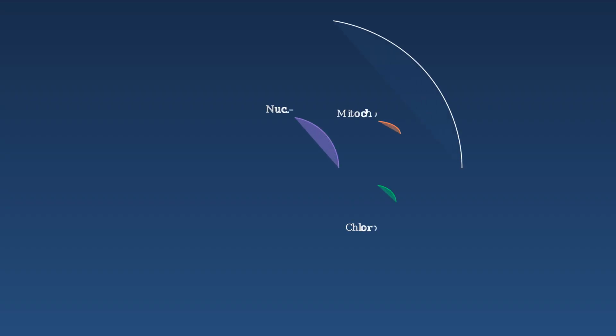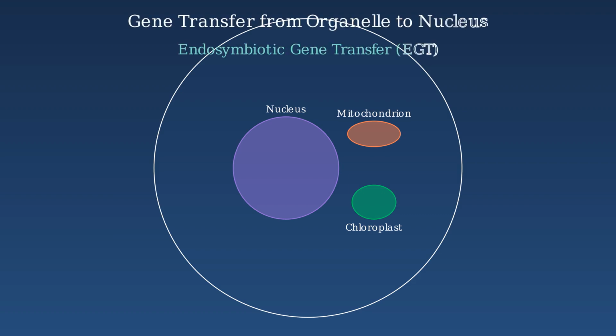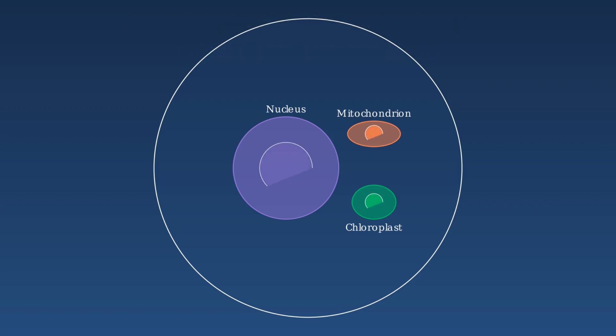During the evolution of eukaryotic cells, a remarkable process occurred where genes from endosymbiotic organelles were transferred to the host cell nucleus. This process, known as endosymbiotic gene transfer, or EGT, was crucial for the integration of the endosymbiont and host genomes. Over evolutionary time, DNA fragments from mitochondria and chloroplasts escaped their organelles and became incorporated into the nuclear genome.